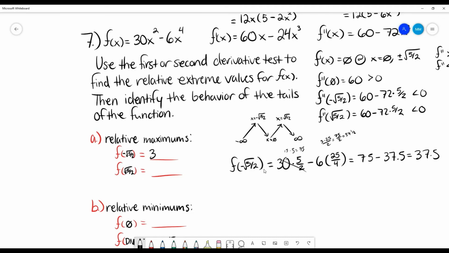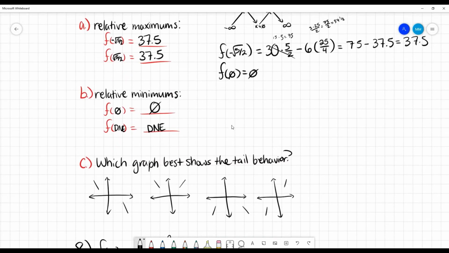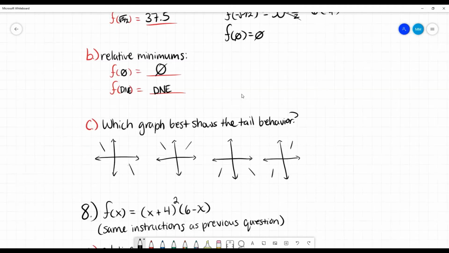Okay. And because these are even powers, I know that this maximum is going to be the same, since these are just the positive and negative of one another. So these even powers end up getting rid of that negative, so they end up being the same. And now I'm just going to plug in f of 0, and that gets me minimum at 0. And boom. Now I just need to figure out our tail behavior, which we kind of already sketched out here. I know that as it goes to negative infinity, it's going down. As it goes to positive infinity, it's going down. So it's going to be this one here.